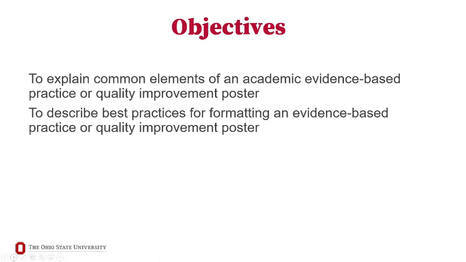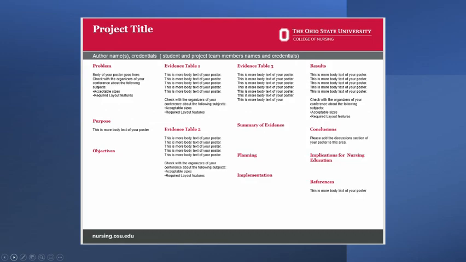So our objectives are: 1, to explain the common elements of an academic evidence-based practice or quality improvement poster, and 2, to describe the best practices for formatting an evidence-based practice or quality improvement poster. So this is the template, or a common template that you might see that you could use to develop an evidence-based practice project or a QI project.